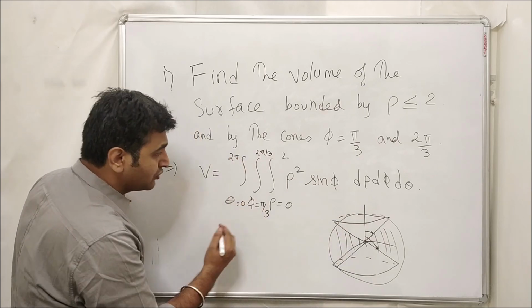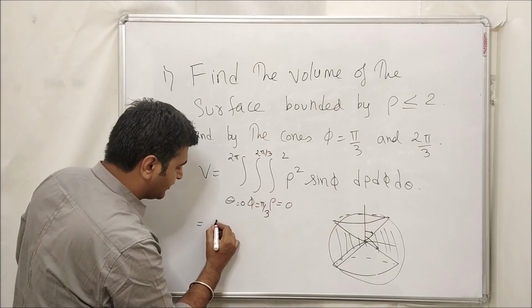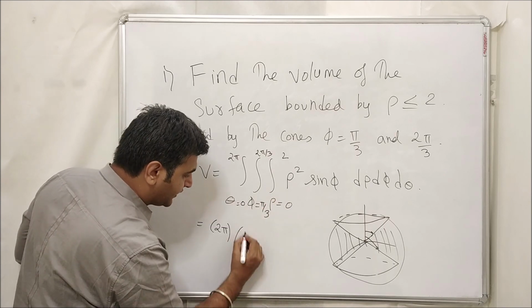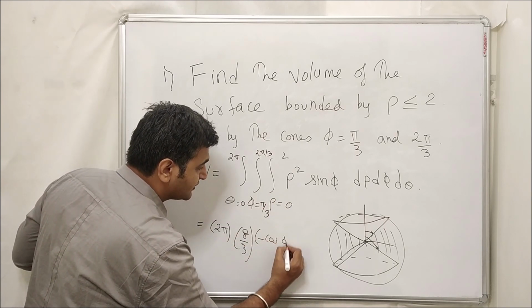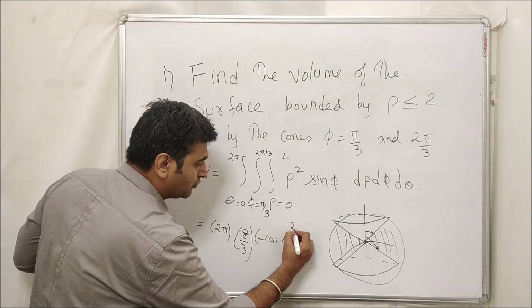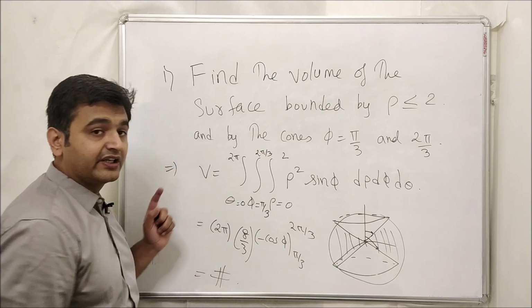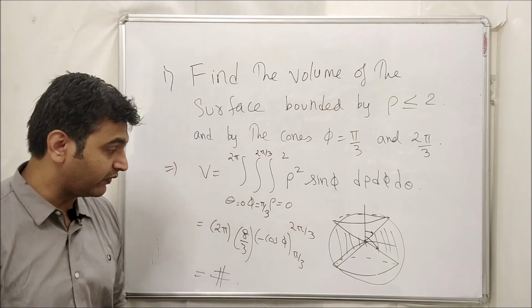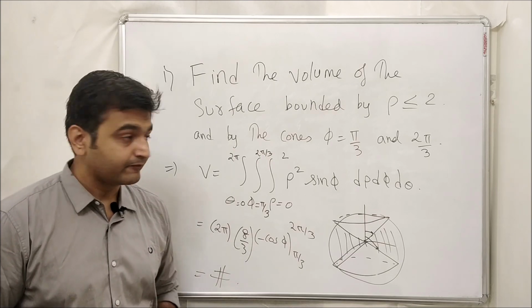Now if you try to solve this, this is easy, right? For theta you will have 2 pi. For rho you have rho cube by 3, meaning 8 by 3, and the integration of sine phi is minus cos phi from pi by 3 to 2 pi by 3. So your first homework is you have to tell me the answer for this first problem. That is the first homework. So just pause the video, solve this and comment the answer.